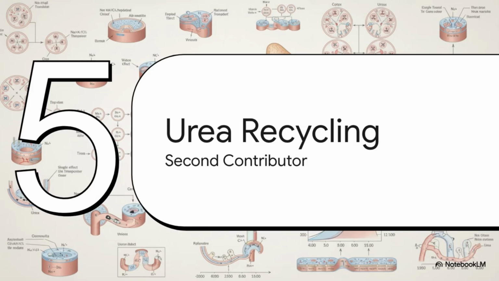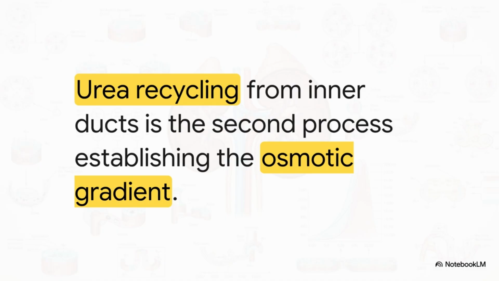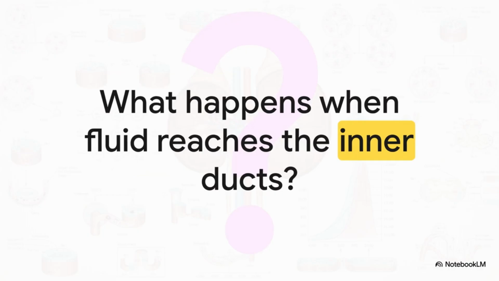And finally, Section 6, the urea recycling mechanism, the second contributor. Remember a bit earlier when we said the gradient was made of sodium, chloride, and urea? Well, here is where the urea finally joins the party. Urea recycling from the inner medullary collecting ducts is the second major process that contributes to establishing that massive corticopapillary osmotic gradient. The kidney doesn't just excrete all that trapped, highly concentrated urea. It purposefully leaks some of it back into the deep medulla via facilitated diffusion through specific urea transporters to reinforce the hyperosmolarity. Which leaves us with a compelling question to wrap up part 1 of our analysis.